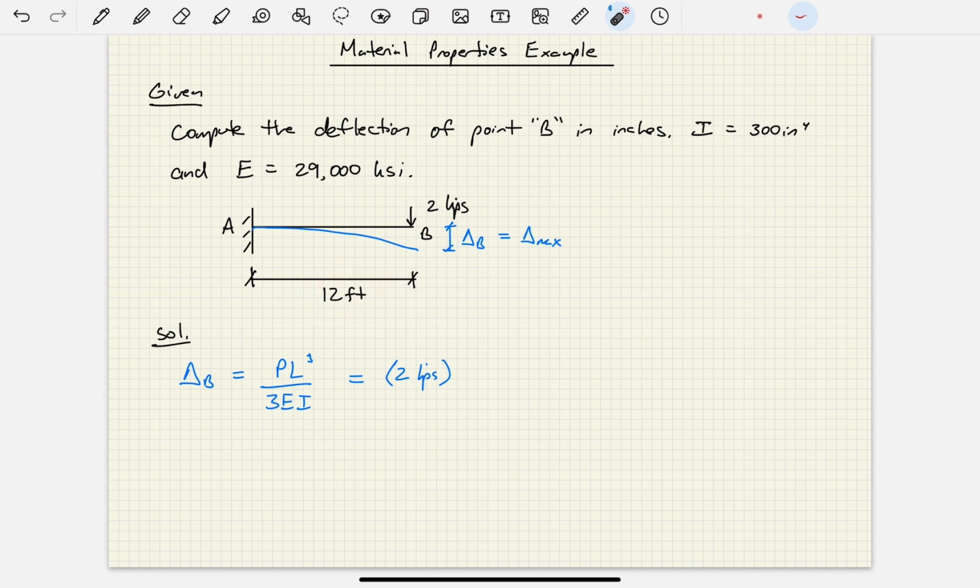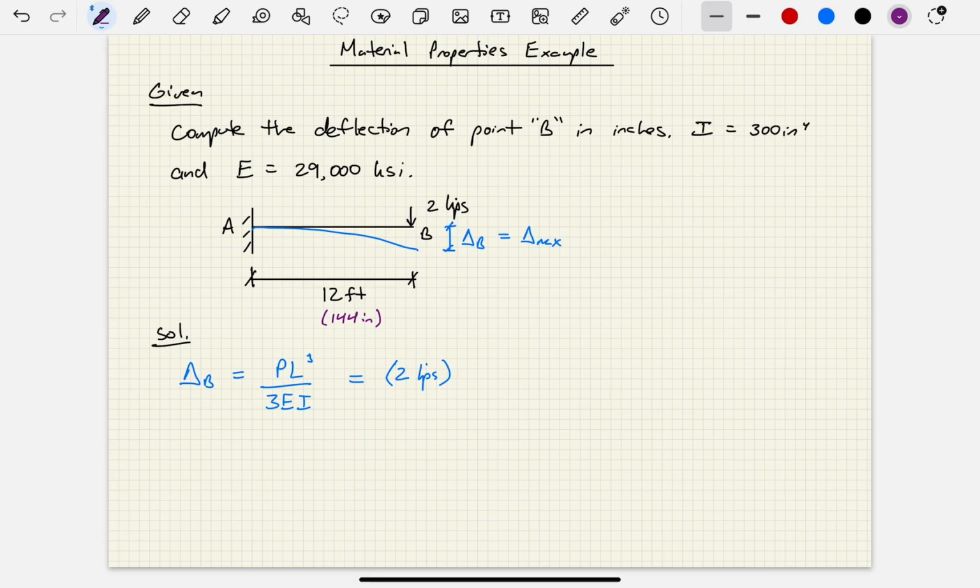But we also need to be careful with our other units. Notice that E has units of kips per square inch. I has units of inches to the fourth, okay? So what we need to do is convert this 12 feet into inches, okay? That way we're going to have consistent units between L, E, and I, all right? So what is 12 feet in inches? Well, you just multiply 12 feet by 12 inches per foot, so you'll get that this is 144 inches.